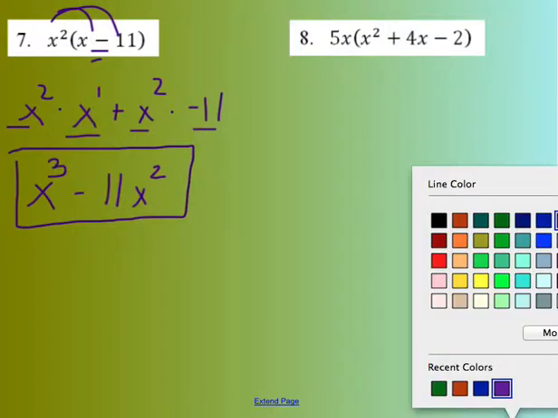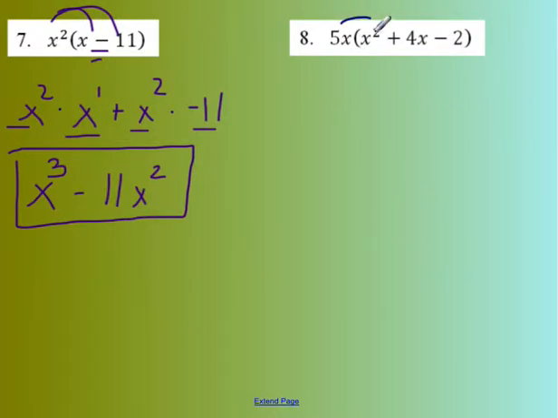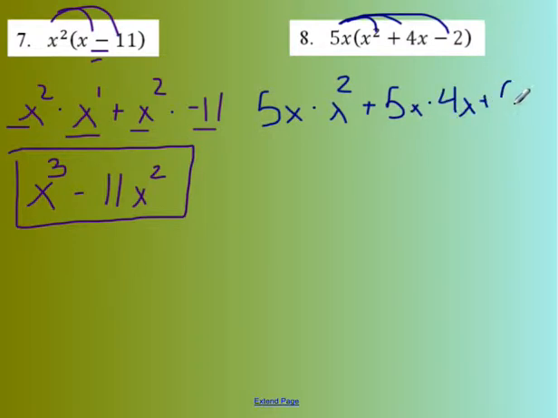All right, next, let's take a look at this one. So we're going to take that 5x and distribute it in. So I have 5x times x squared plus 5x times 4x plus 5x times a negative 2. So if ever it's a minus sign, you want to make sure you take that minus sign in when you're multiplying them out. So we have 5 is going to stay the same.